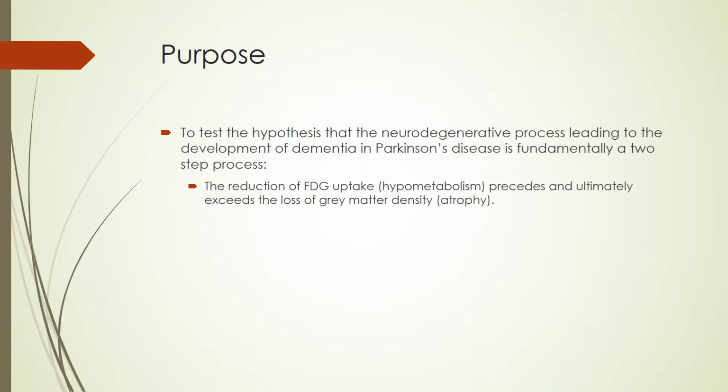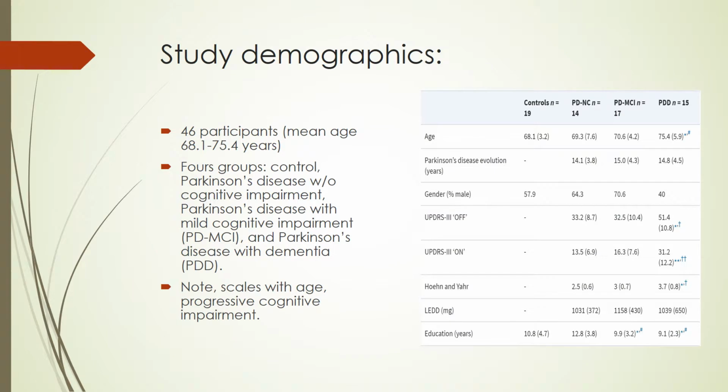This paper attempted to determine the extent and topographical distribution of hypometabolism and atrophy in cases of Parkinson's disease in an effort to elucidate the relationship between cognitive decline and the severity of these events, the ultimate purpose being to test the hypothesis that the neurodegenerative process leading to the development of dementia in Parkinson's disease is fundamentally a two-step process by which the reduction of FDG uptake, hypometabolism, precedes and ultimately exceeds the loss of gray matter density, atrophy.